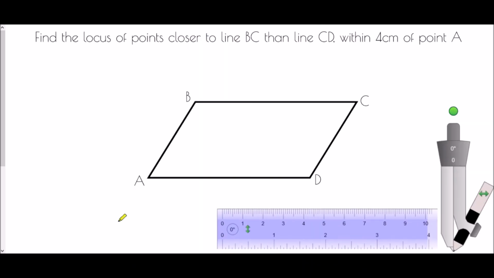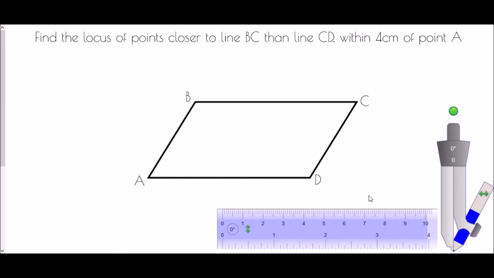Next, we're asked to find the locus of points closer to line BC than line CD within 4 centimetres of point A. So again, we need to be careful here as to what we're actually being asked for. If we were looking for the points closer to line BC than line CD, the first thing is that must mean an angle bisector. And so we're looking for the angle bisector of BC, which is this line, and CD, which is this line. And so this point here is where we will be placing our compass.